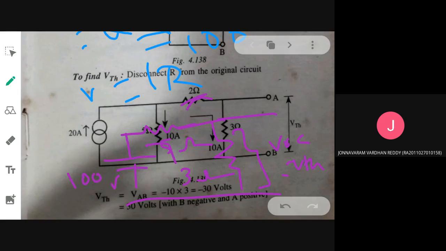So I can apply KVL in this loop and find out what is the current. That current I can multiply with this 3 ohm and I can find out VOC. That is another method. So do that method and tell me what will be the answer that I will be getting. It will be 7 plus 3, 10i is equal to 100. So I is equivalent to how much?